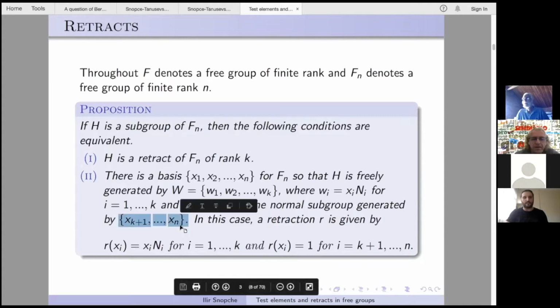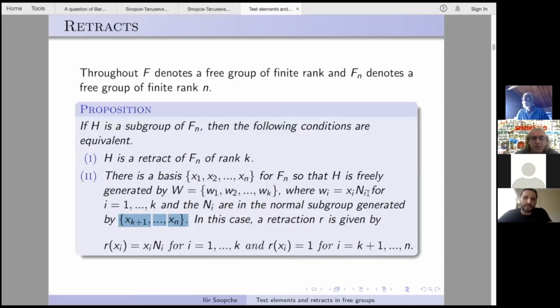Exactly. So if you look at here, then N_i depends on k, not really on i. Which one here? Yes, but I think N_i is always generated by x_{k+1} up to x_n. So it is just one normal subgroup. Yeah, but N_1, N_2, up to N_k belong to the normal closure, or to the normal subgroup generated by x_{k+1} up to x_n. So it's difficult to write it down. Right. So they are not equal. They are just normal subgroups of the normal closure.